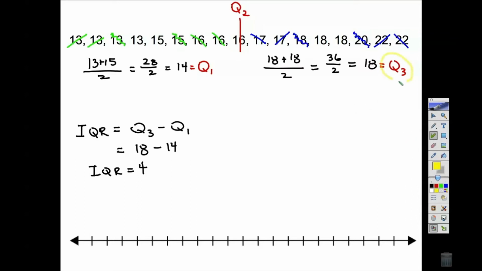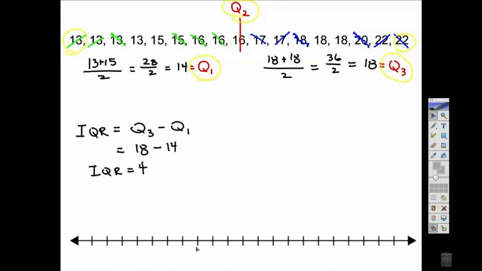We need Q3, Q2, and Q1, as well as the maximum. I'm sorry, this is the minimum. And we also need the maximum. We already got the minimum, Q1, Q2, Q3, and the maximum. Now it's time to make our box and whiskers plot, or a box plot.